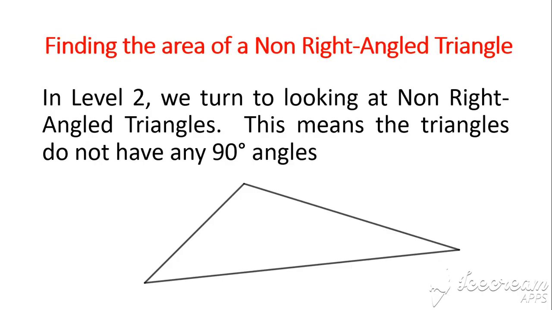So we're turning to non-right angled triangles in level 2, which means the triangles do not have any 90-degree angles in them. To be honest, you can use these rules in level 2 to do a right angled triangle if you prefer. They will work for any triangle.